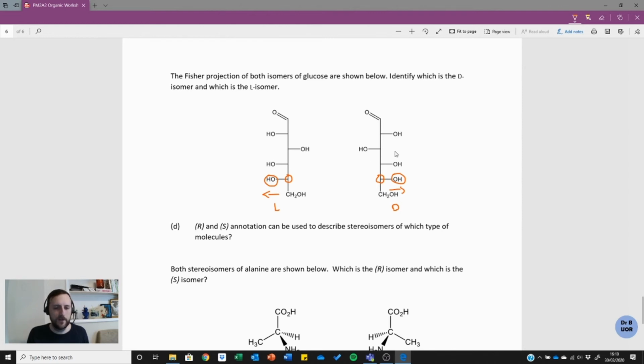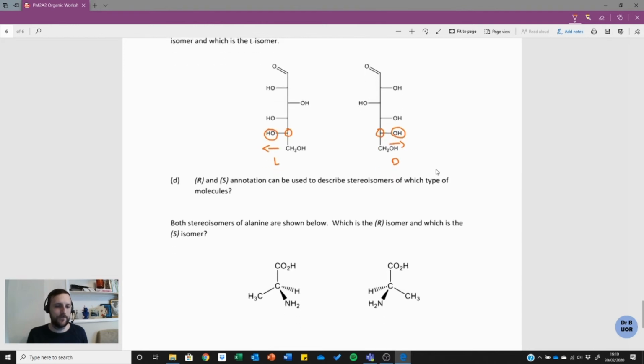Again, you don't use that very often, but it's worthwhile not to confuse. You might not be sure which one to use, but you would know that L and D is only useful for these carbohydrates or amino acids.